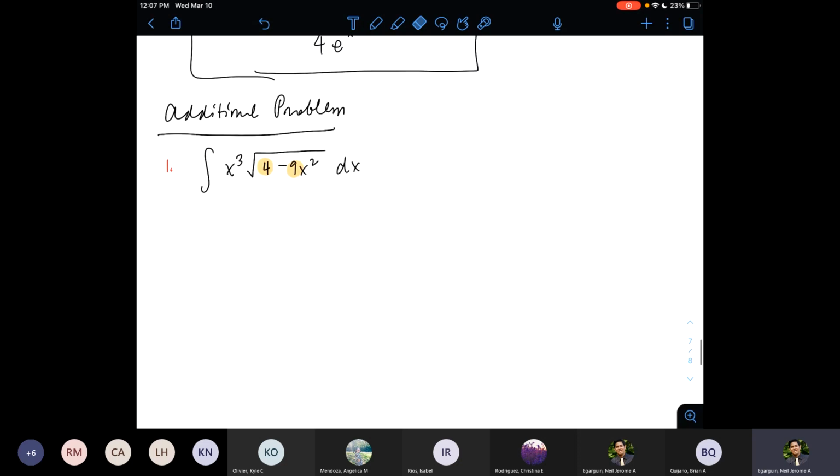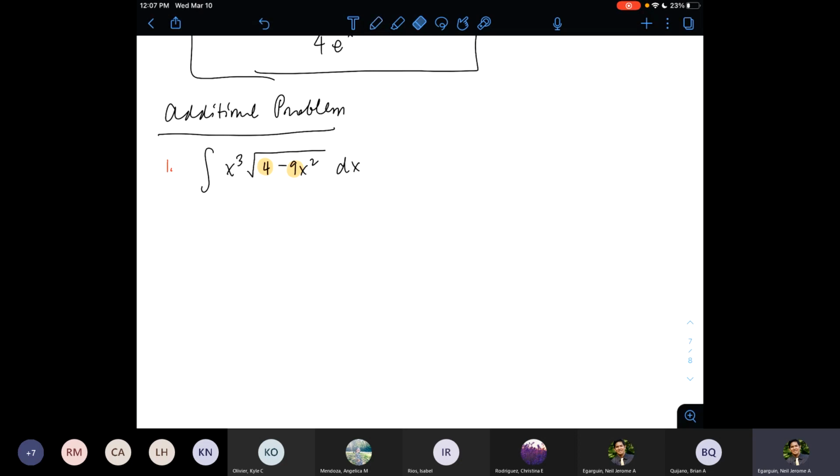Okay, so I'll leave with those highlighted ones. But anyway, here you see that the radical is 4 minus 9x squared. It screams the use of sine theta, right? So it looks like a squared minus x squared. But the thing is, you have a constant in front of x squared.